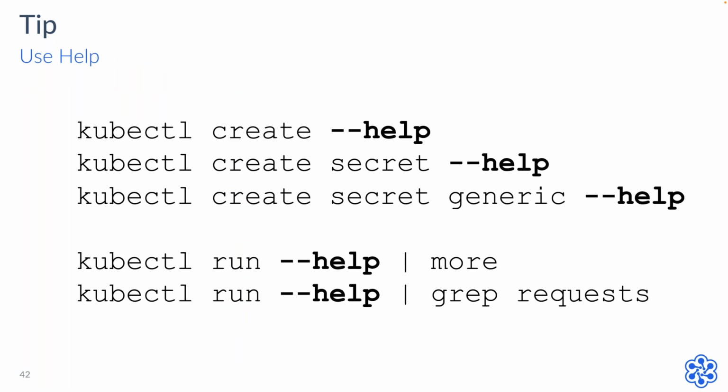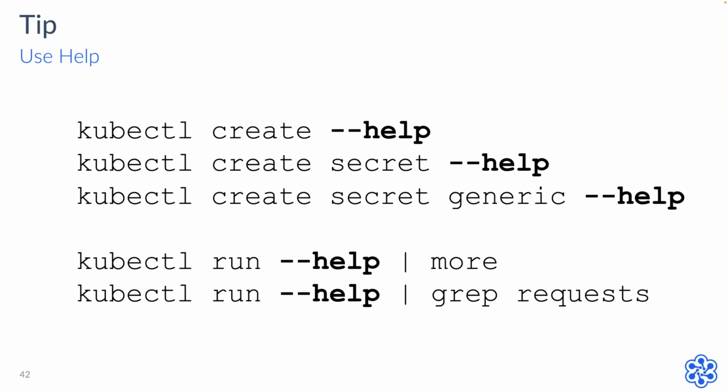Okay, so as mentioned, the --help parameter is context aware. So as you navigate through the kubectl commands, help is always available. So you can do kubectl create --help. Say if you're building a secret, you could do kubectl create secret --help. If you were creating a generic secret, you could do kubectl create secret generic --help. The point is that --help is always available.